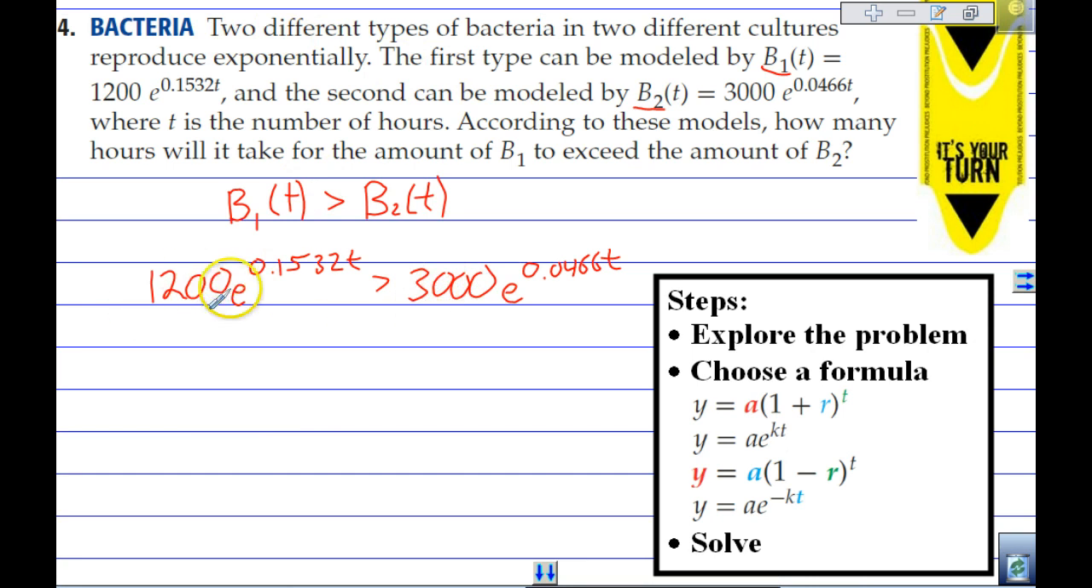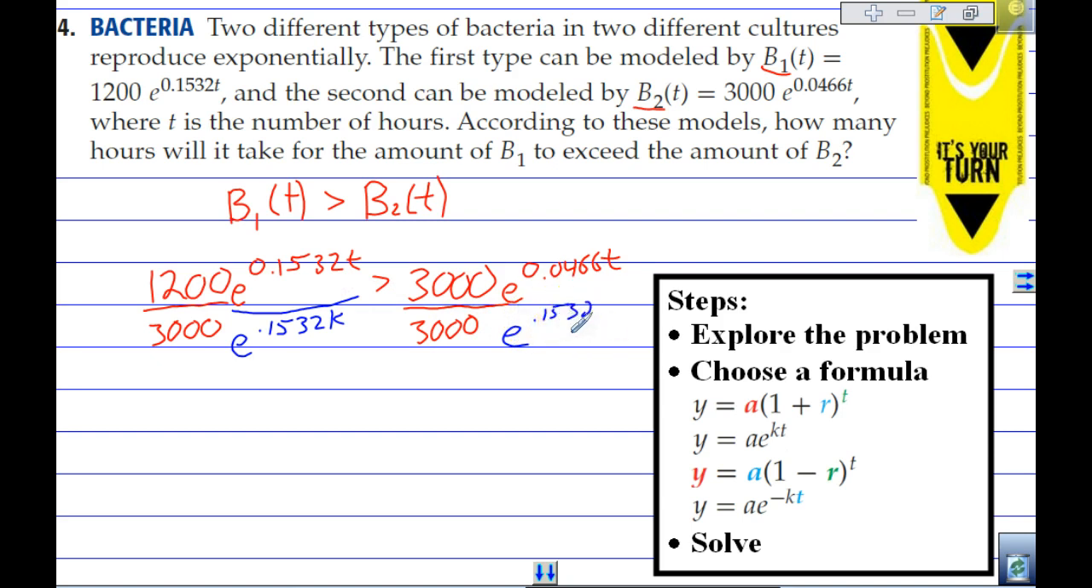Let's set this up. We need to get the regular numbers on one side and the e's on the other side. So I'm going to divide both sides by 3,000, and put all these big numbers over here. I'm also going to divide both sides by this e, so I'll have the e's on this side. It's like I'm moving the numbers to the left and trying to get the e's together on the right-hand side, grouping all the similar stuff together.